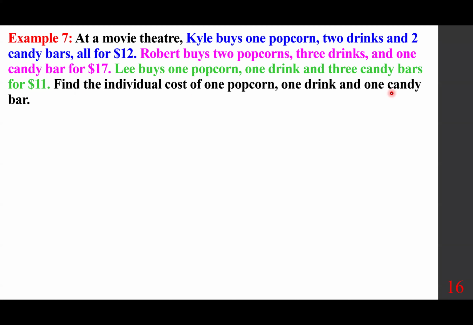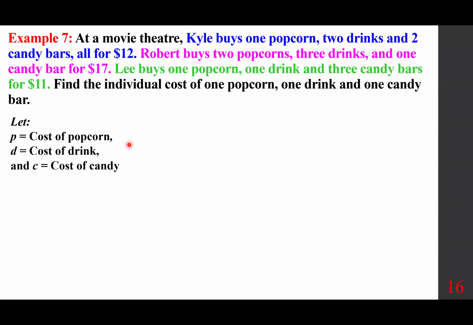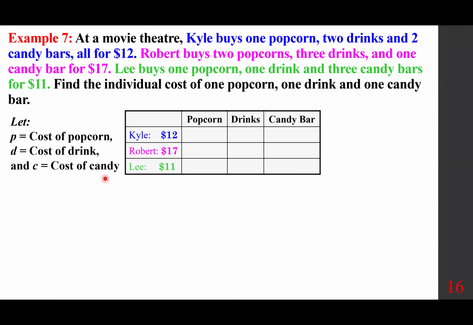Now, rather than X, Y, and Z, let's go with P is the cost of popcorn, D is the cost of drink, C is the cost of candy. Sometimes using the initials makes it easier, everybody. It's really a good practice to set up a table. So Kyle spends $12, Robert spends $17, Lee spends $11.